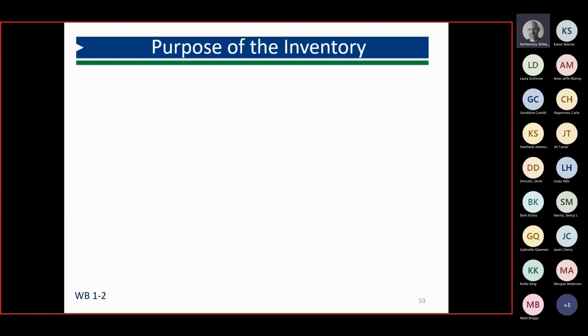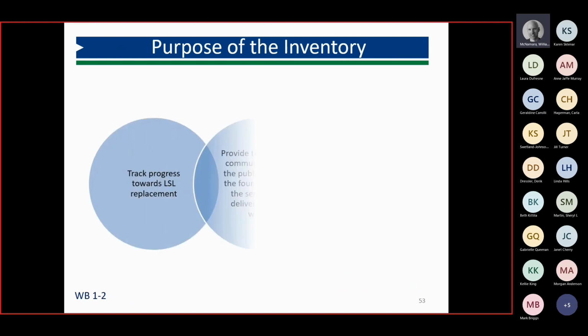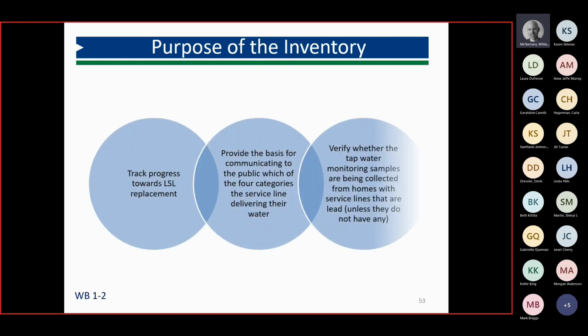So then, again, we come back to the inventory itself. It is the building block for all compliance dealing with the Lead and Copper Rule. It provides a way to track the progress of lead service line replacements. It provides that communication, that transparency to the customers of what type of service line they're actually being fed from. And then also it provides us the knowledge of whether or not they're taking their samples from the correct locations.